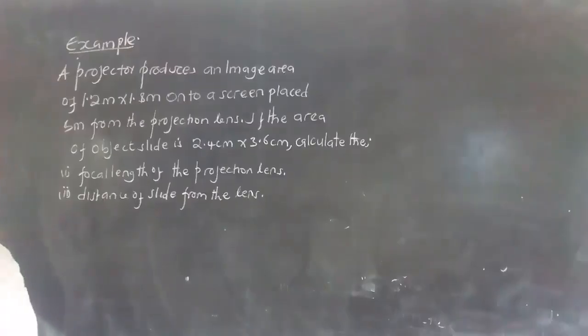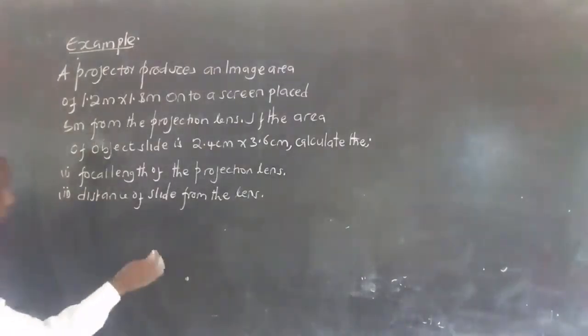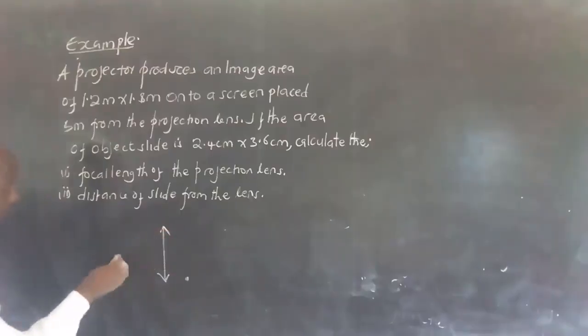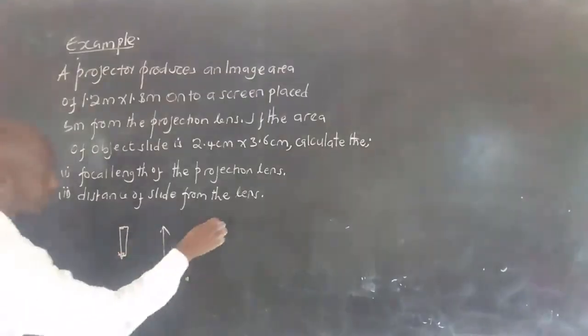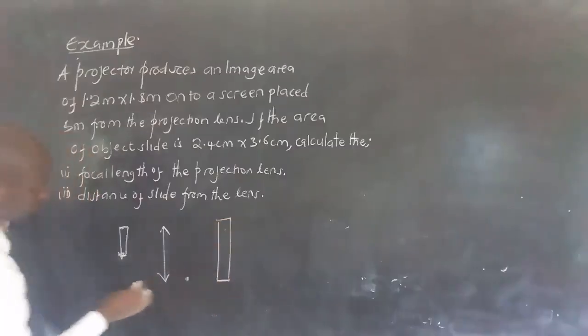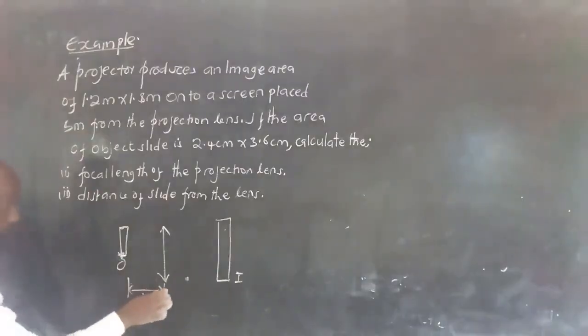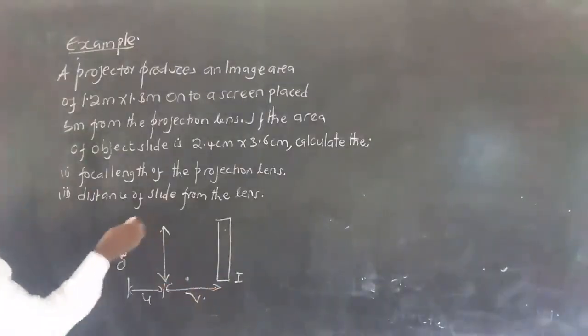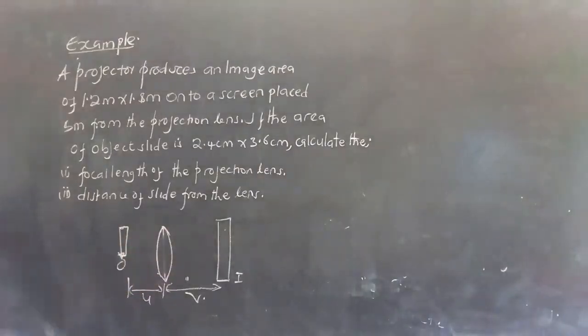So this is what we have. A projector produces an image area on the screen. So that means this is a lens, this is a slide, the object here. Then this is the image. This is the object, this is the image, the distance from the lens to the object is u, and to the image is v. They're asking us to find the focal length.